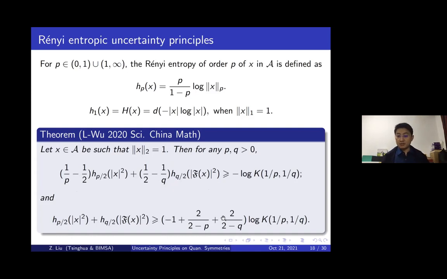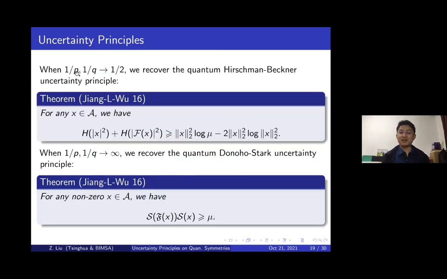Now, this is a general family. From this general family, we can take the limits at special positions. So if we take limits as two norm, then we get back to the Hirschman-Beckner inequality. The sum of the two von Neumann entropies has a lower bound. And if we take the two limits as infinity for this figure, then we get the Donoho-Stark uncertainty principle. So these two very beautiful uncertainty principles actually arise from two different limits of this general Renyi entropic uncertainty principle.